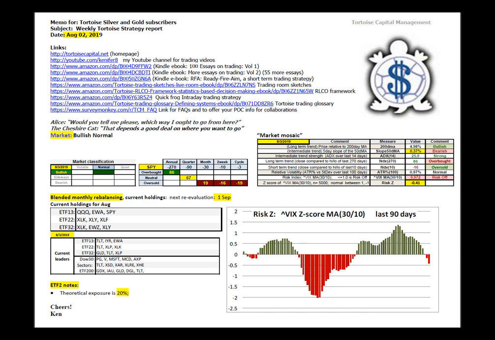Good evening. This is Ken at Tortoise Capital with a review of the weekend trading report for August 2nd, 2019. Market is in bullish normal conditions. We've adjusted the NDX indicator, the market summary here.